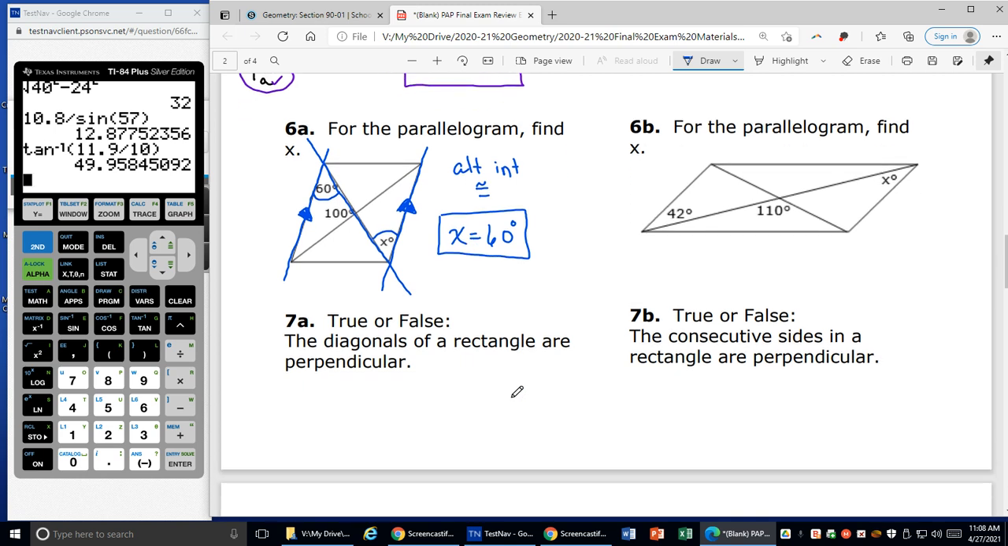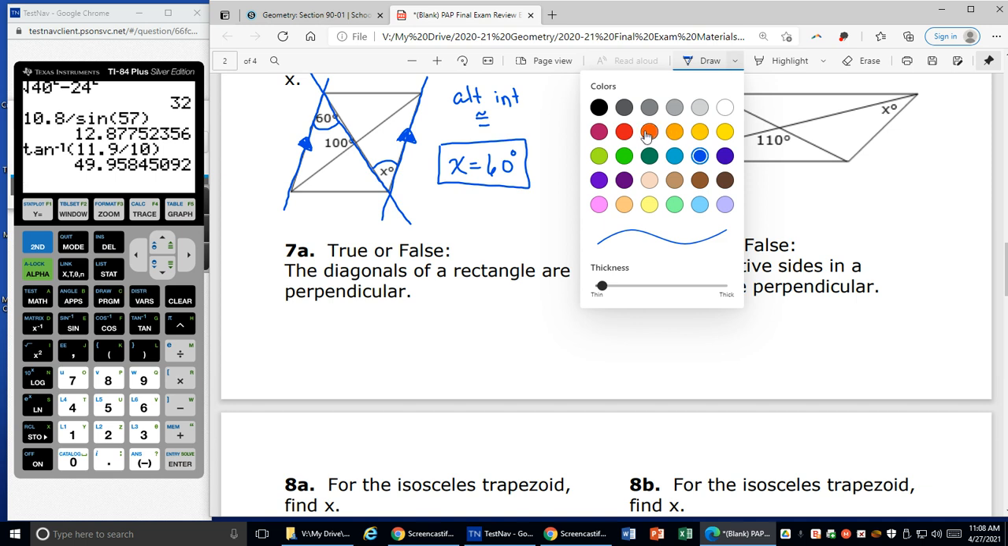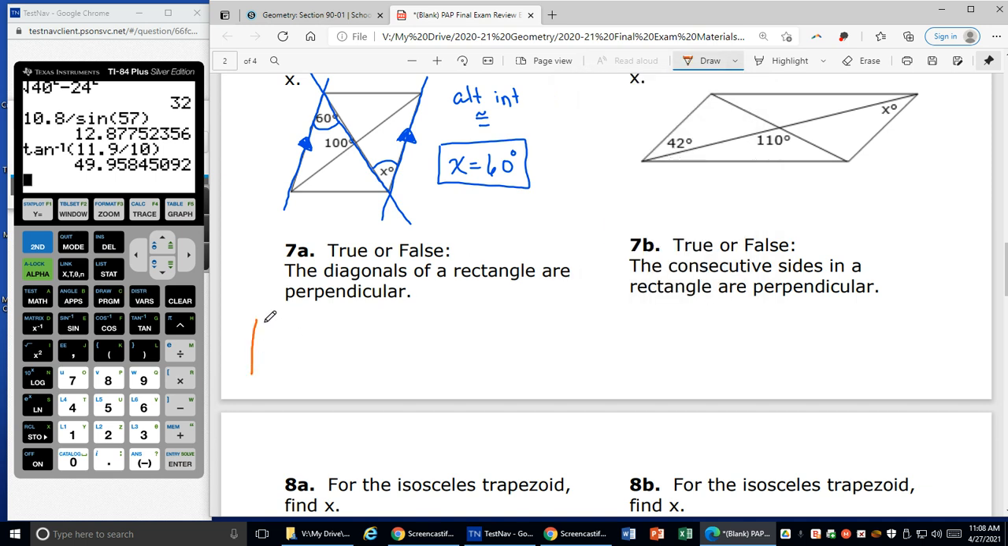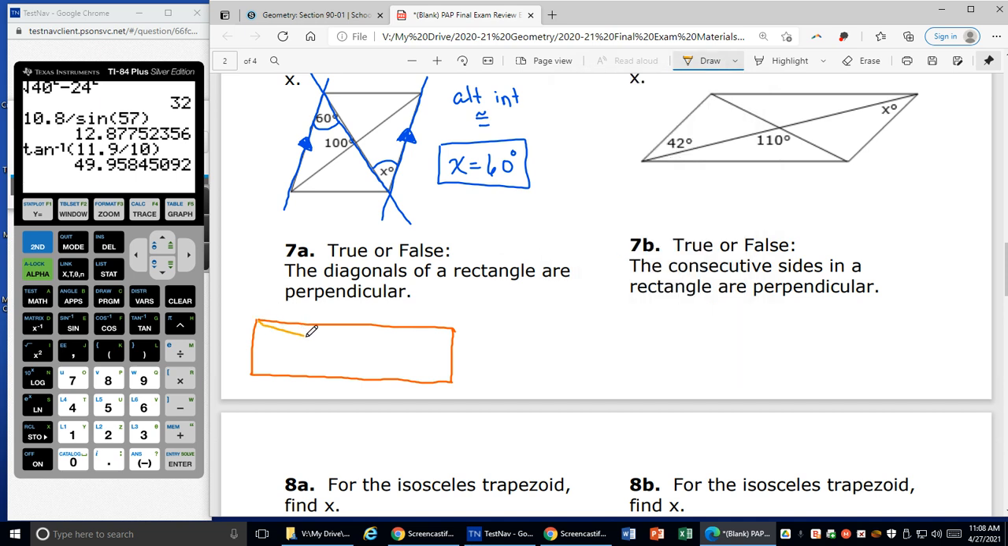Okay. 7a, true or false? The diagonals of a rectangle are perpendicular. Well, let's see if we can draw a rectangle and see if that's true or false. Okay, so a rectangle, perpendicular. I'm going to draw my best rectangle. I know it's not perfect. And then when I draw in those diagonals, perpendicular means they intersect at a 90-degree angle. So when I draw these in, 1 and 2, that's saying that all 4 of these angles are all 90 degrees.